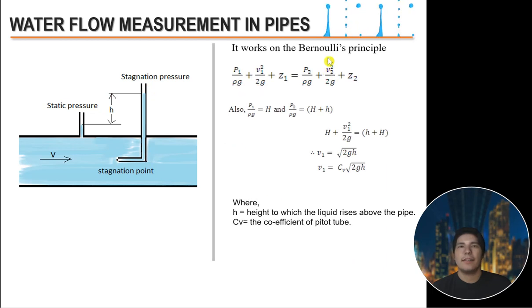So anyway, we also have a formula here. Again, it works on Bernoulli's principle, as shown here. So the bottom line is we have V1, which is CV times the square root of 2GH. Where H is the height to which the liquid rises above the pipe, as we can see here. And CV is the coefficient of the Pitot tube.